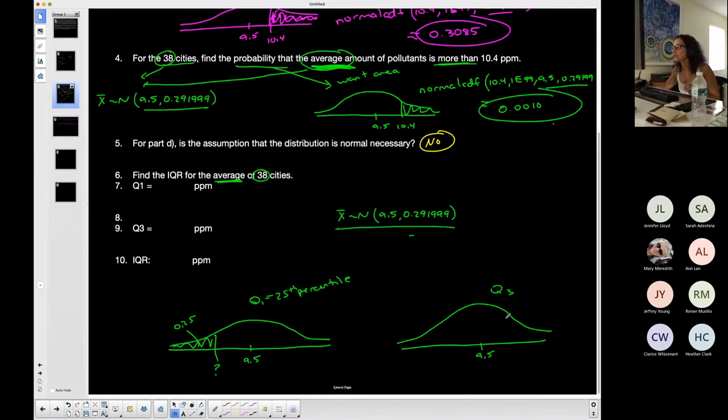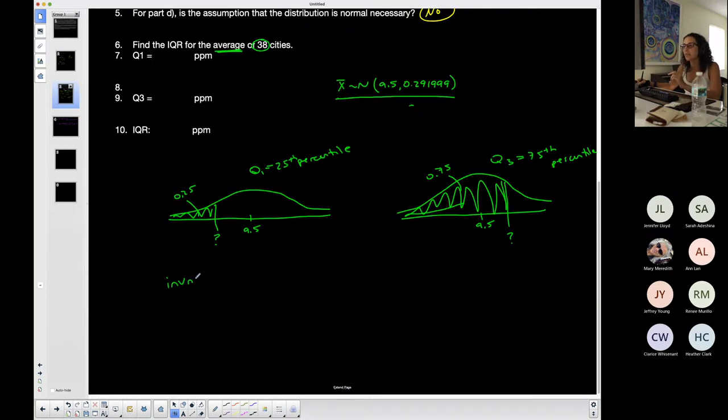And then Q3 is the 75th percentile, so I want this value here such that 75% is to the left. 0.75. Now this is really nice because somebody already said I'm using inverse norm. I'm using inverse norm because I know area and I want value. The nice thing about the quartiles is that I already know area to the left: 0.25 for this one, 0.75 for this one. And then my mean and standard deviation come from the distribution that I'm on.